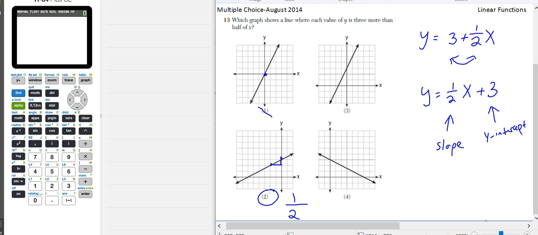You could try choices 3 and 4, and you'll see that either they'll have the wrong slope or the wrong y-intercept, so choice 2 is the answer to the question.